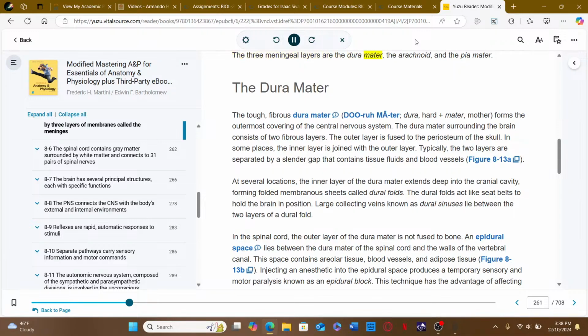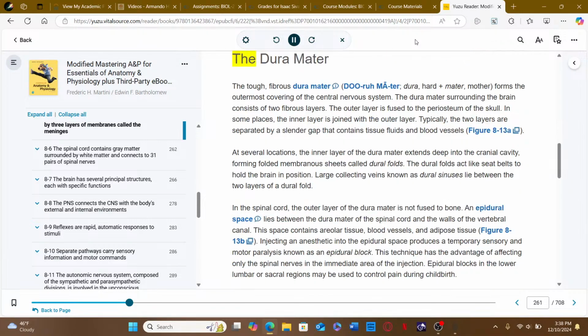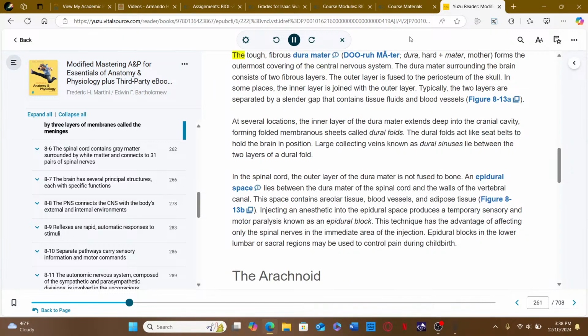The 3 meningeal layers are the dura mater, the arachnoid, and the pia mater. The dura mater. The tough, fibrous dura mater, hard plus mater, mother, forms the outermost covering of the central nervous system. The dura mater surrounding the brain consists of two fibrous layers.